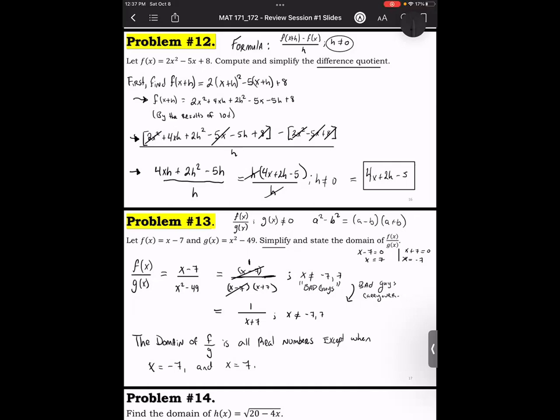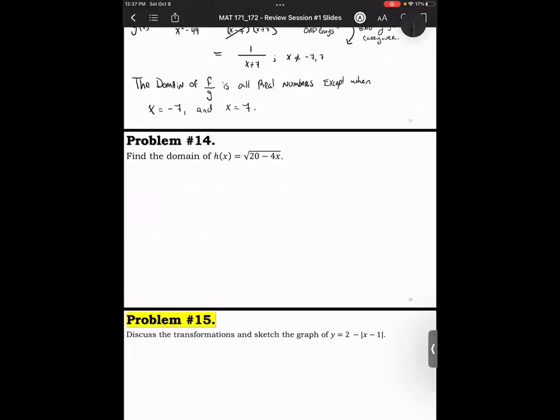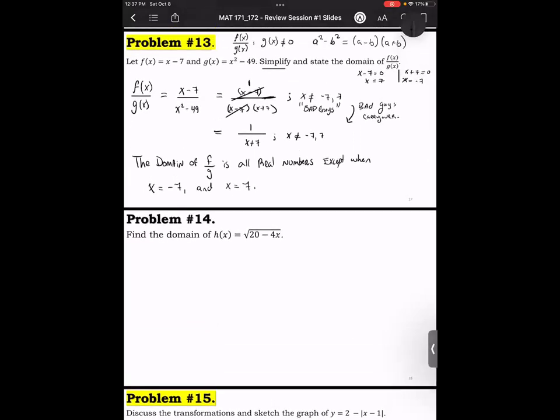All right, let's look at problem 14. Problem 14 states to find the domain of h of x equals the square root of 20 minus 4x. So let's just look at the most basic square root function, the square root of x. If you want to evaluate the square root of x, what type of numbers do we use? And what type of numbers do we not use? Anyone want to take a try? When you have just the square root of x, what type of values can I plug in for x? Can I get an example?